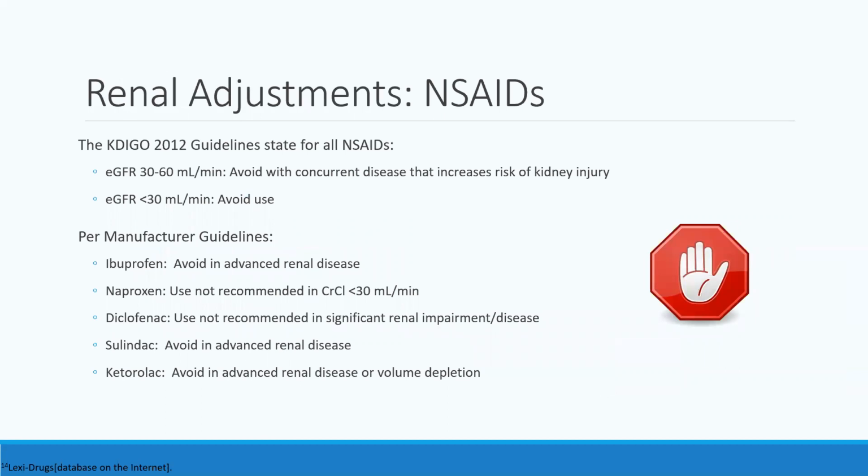For renal adjustments for all three of these types of drugs, first with NSAIDs, the KDIGO 2012 guidelines state that for all NSAIDs, if the eGFR is between 30 and 60 milliliters per minute, they should be avoided with other disease states that increase the risk of kidney injury, and for less than 30, they say to avoid use. Per the manufacturer guidelines, each of these drugs is a little different, but I think it's a good rule of thumb just to go by the guidelines and to follow what they suggest.